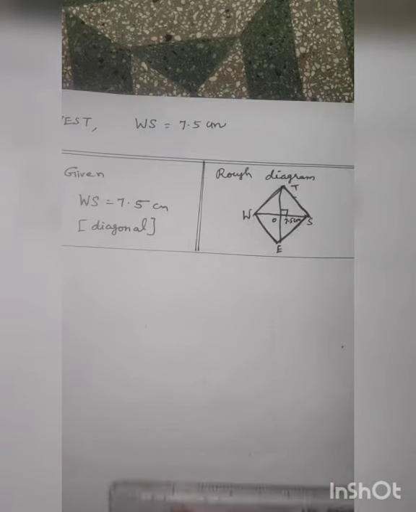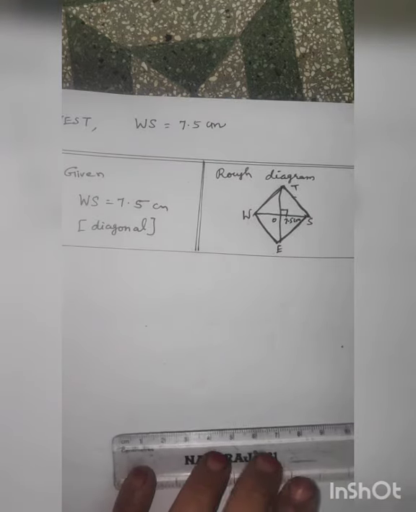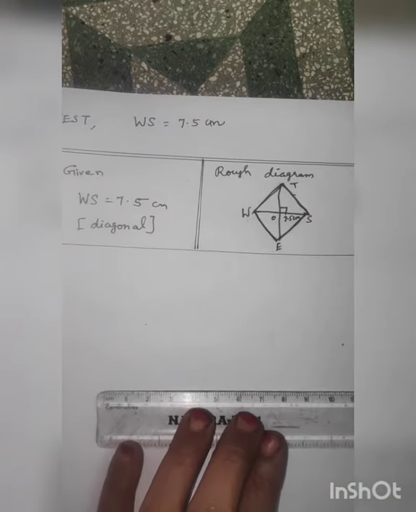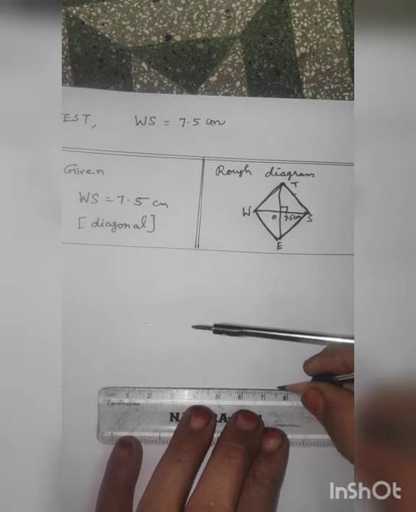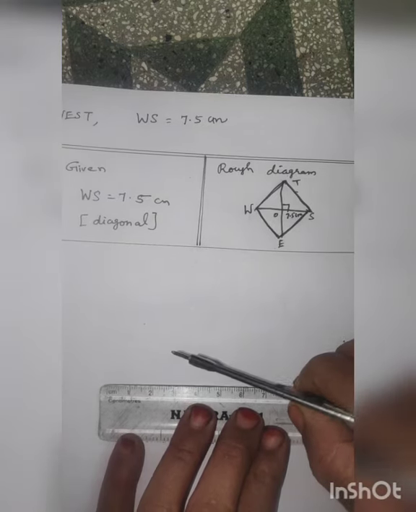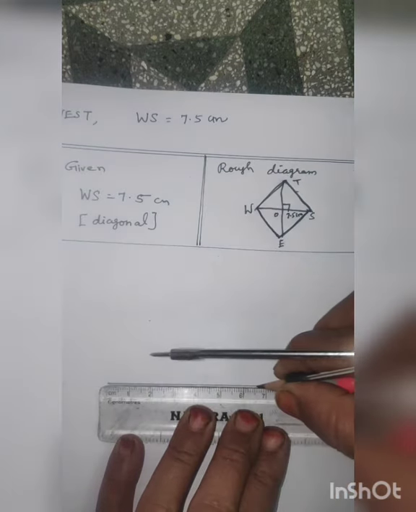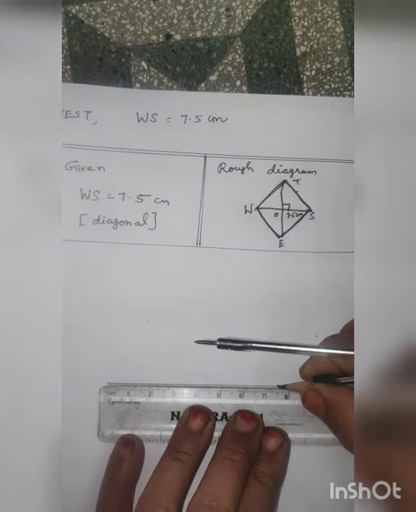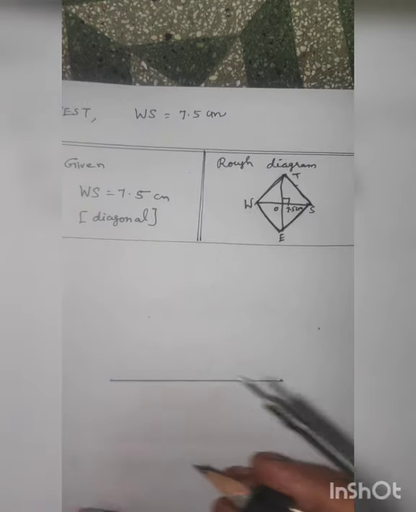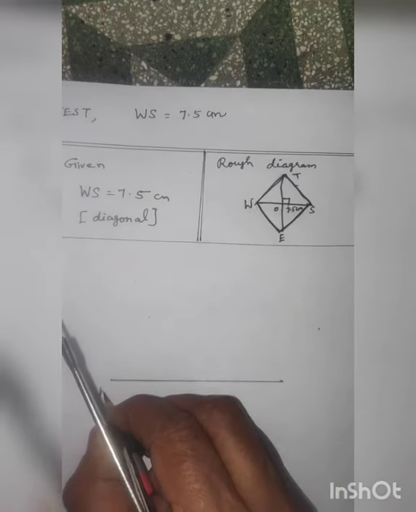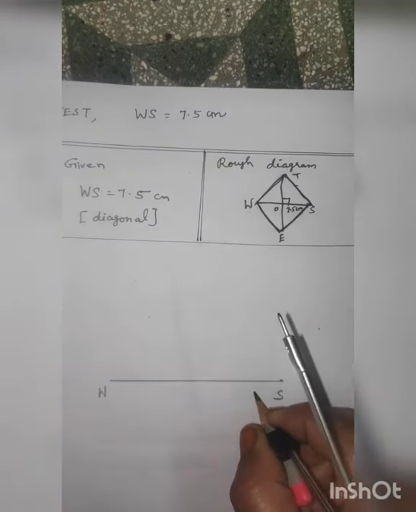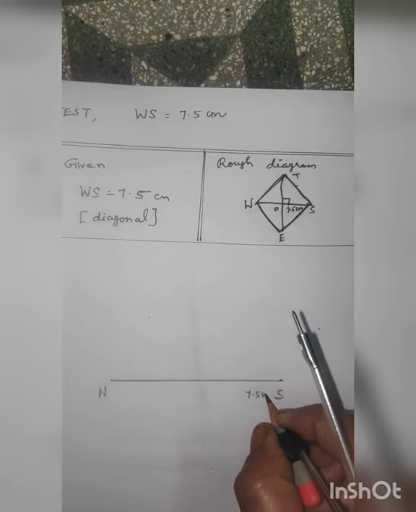So draw first 7.5 centimeter. Draw the line segment. First work, listen very carefully. You draw 7.5 centimeter, between 7 and 8, the big line, 7.5 centimeter, you draw the line. You write the points W and S. WS equals 7.5 centimeter.